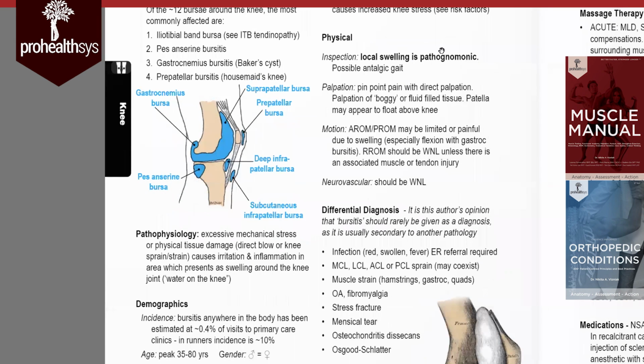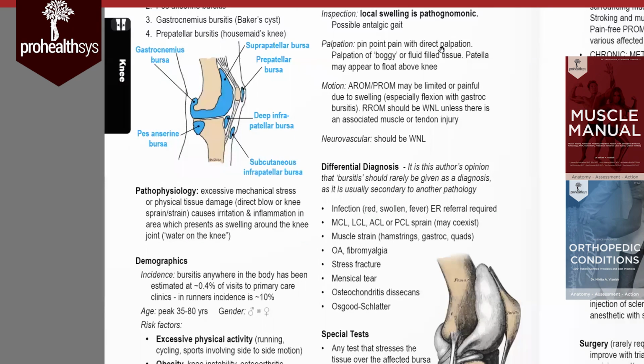Local swelling is your finding, okay? But again, figure out what is the cause of the swelling. They might have an antalgic gait. Palpation might show a boggy end feel. You can actually milk the joint and move the fluid back and forth potentially with this. You can look at active and passive range of motion, maybe within normal limits, or maybe limited due to pain or swelling. Again, a boggy, spongy end feel with passive range of motion. Resisted range of motion is within normal limits unless you have a coexisting muscle or tendon weakness with it.